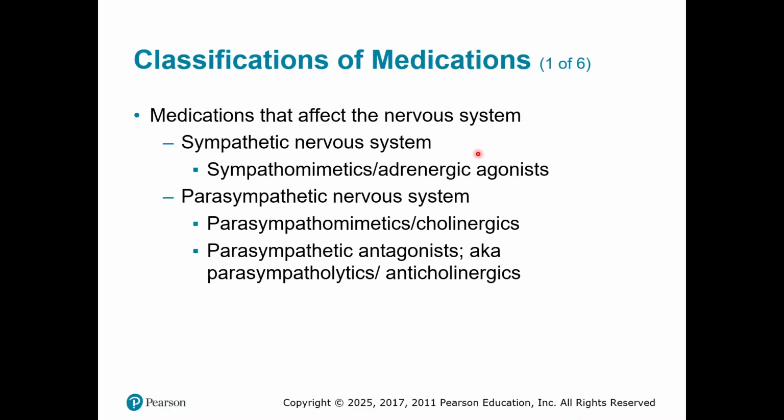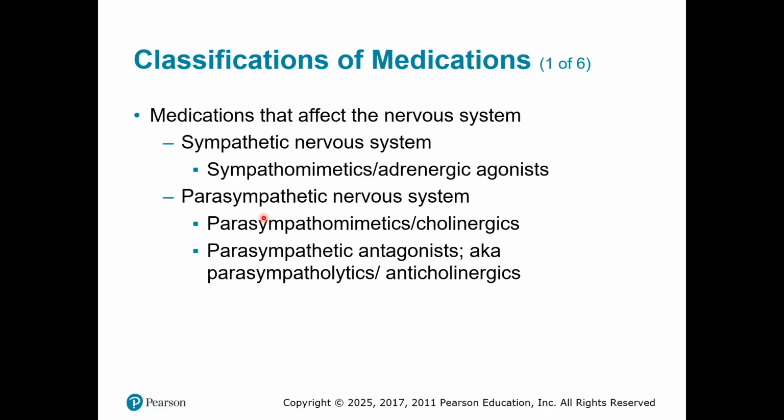Medications that can affect the nervous system, right? So we have the sympathetic nervous system, your fight or flight, and we call those sympathomimetics and adrenergic agonists. And then you have those that affect the parasympathetic nervous system. Remember, the parasympathetic's job is to slow down the nervous system. So, for instance, atropine. Atropine is a parasympathetic blocker.